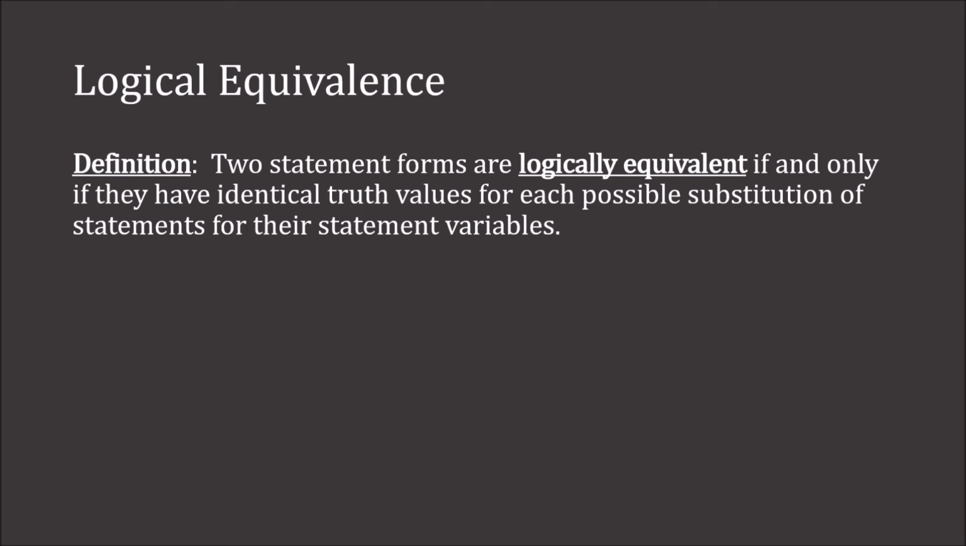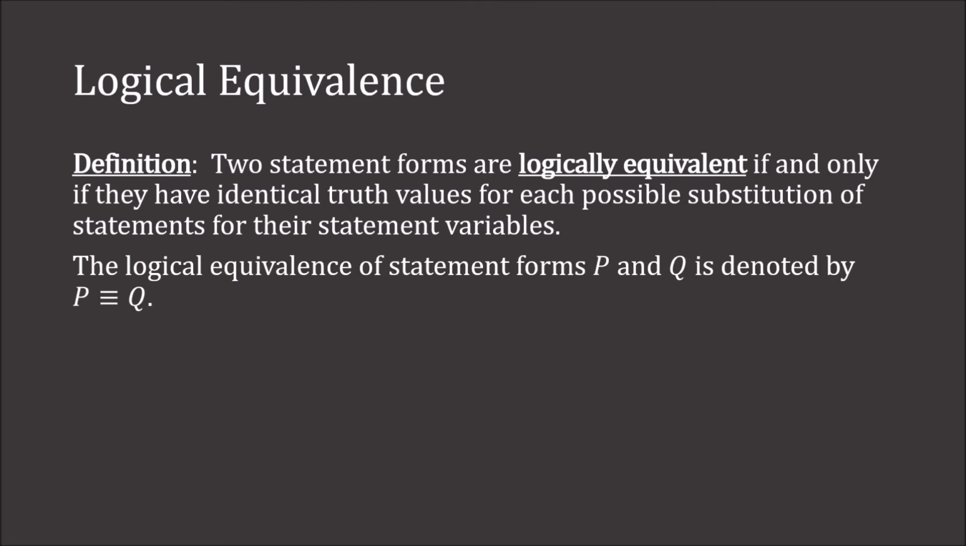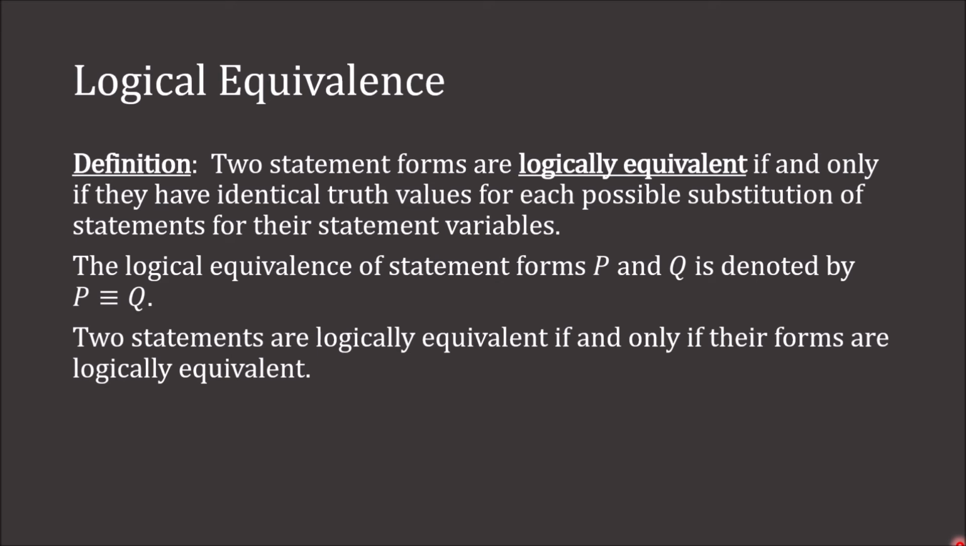We next look at logical equivalence. We say that two statement forms are logically equivalent if and only if they have identical truth values for each possible substitution of statements for their statement variables. So the logical equivalence of statement forms P and Q is denoted as P is equivalent to Q. This symbol here, like a triple bar, means equivalent. And we say that two statements are logically equivalent if and only if their forms are logically equivalent.